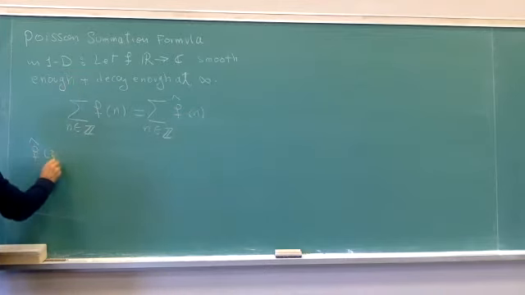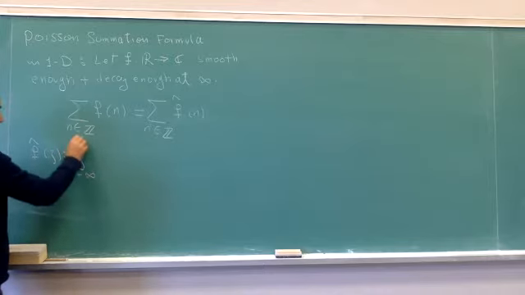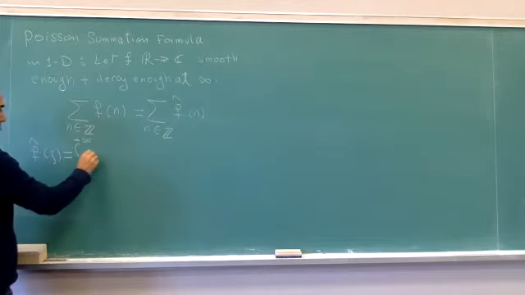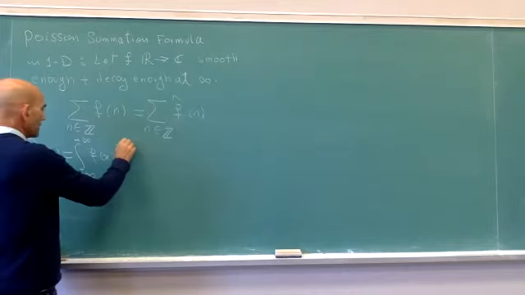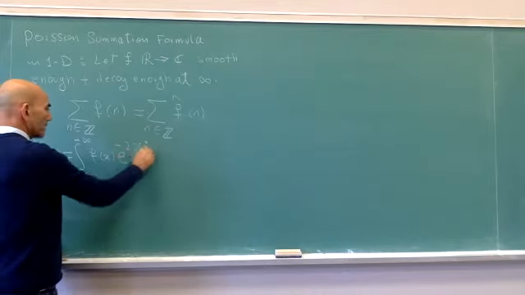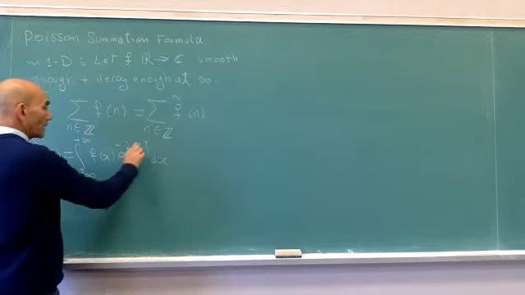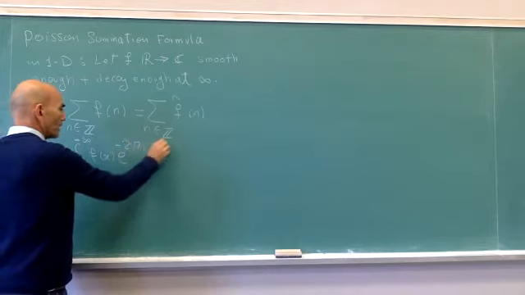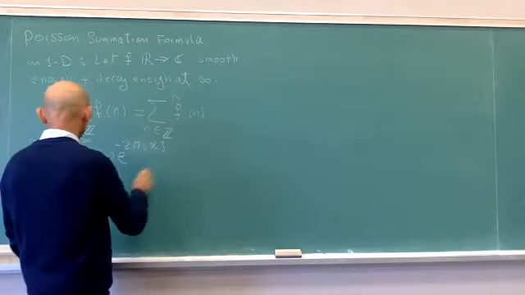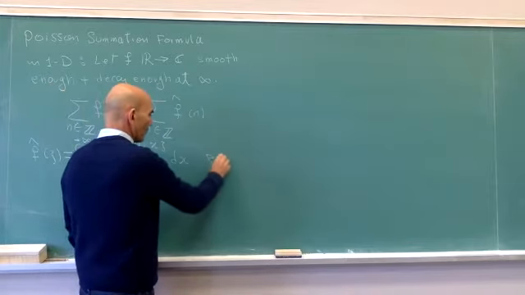So f hat of ξ is equal to the integral from minus infinity to plus infinity of f of x times exponential of minus i x ξ dx. Actually, I'm going to put 2 pi i, so it's exponential of minus 2 pi i x ξ dx. So this is the Fourier transform of f.